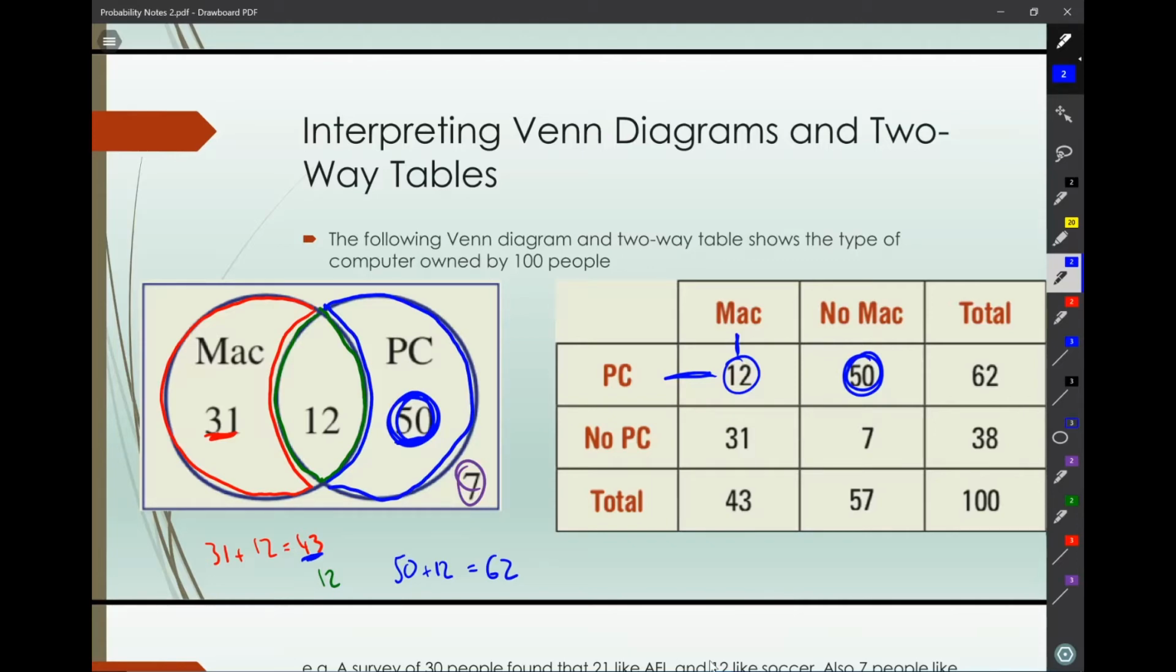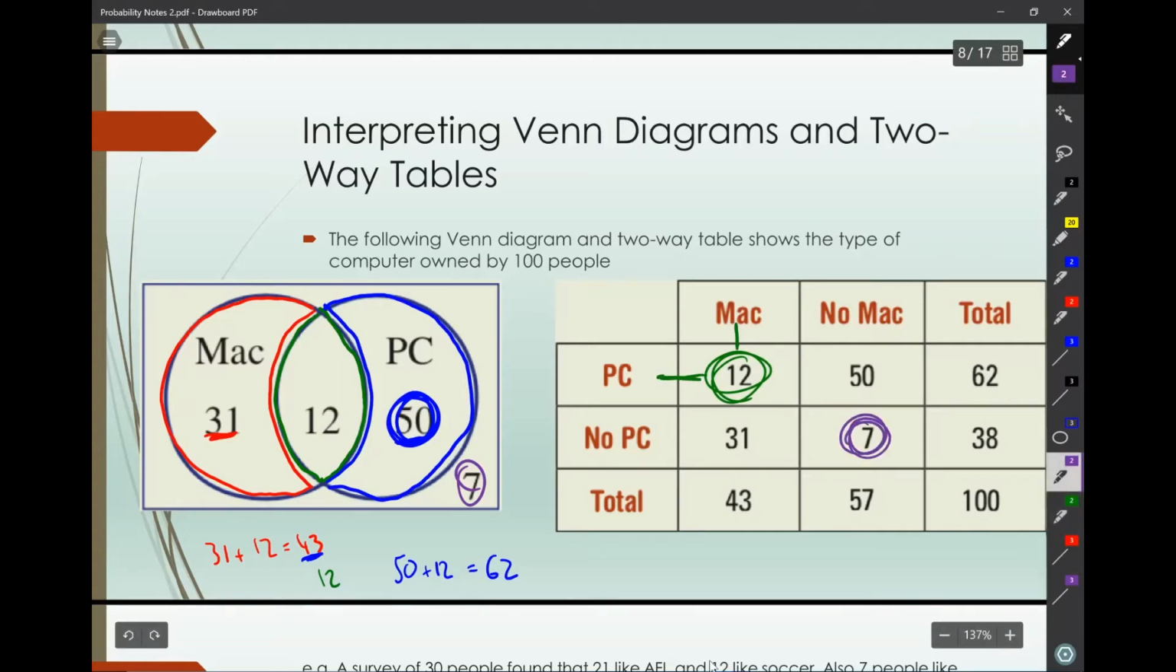And then you have your 12 here, corresponds with the overlap in the middle of the Venn diagram. These are your people that own a PC and a Mac. And you have your 7 here that represent the people in the Venn diagram outside of the circle that own neither Mac nor PC.